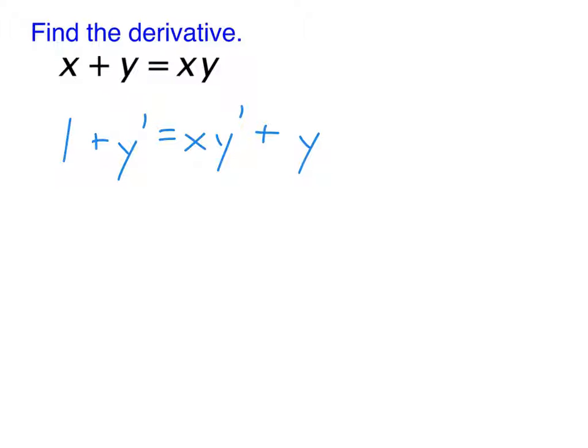It doesn't matter which way you go technically with this. I'm going to choose to move the y primes on the left side. So I moved my y prime terms to the left side, so that meant subtracting the x y prime from both sides. And I moved everything that didn't have y prime to the right side, so that meant subtracting 1 from both sides. Now that I've gotten here, do you see how we can get the y prime by itself?